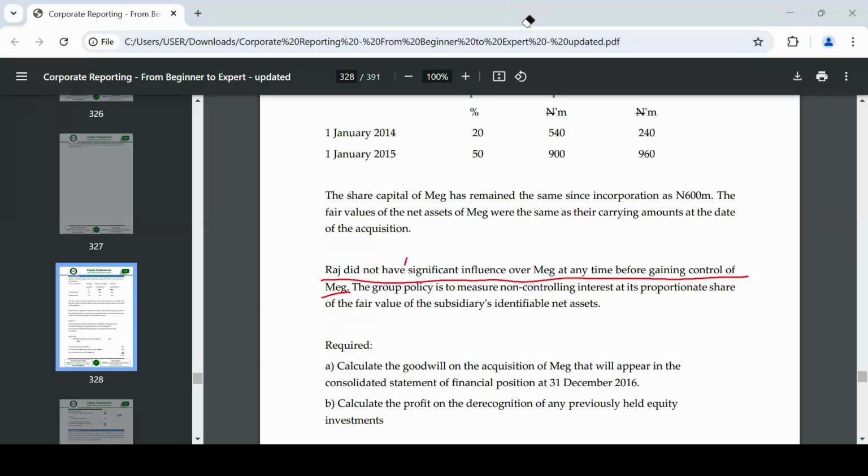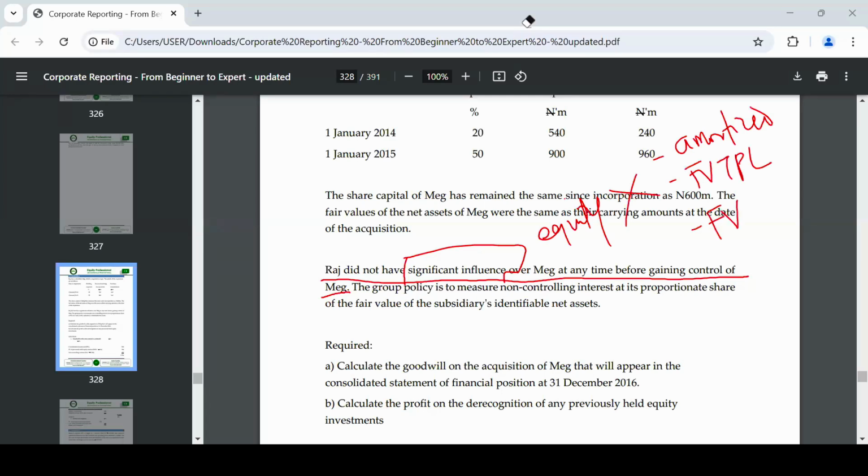Raj did not have significant influence. So therefore, he was not accounting for Meg using equity accounting. No. Raj must have been using one of these: amortized cost, or fair value through P or L, or fair value through OCI.